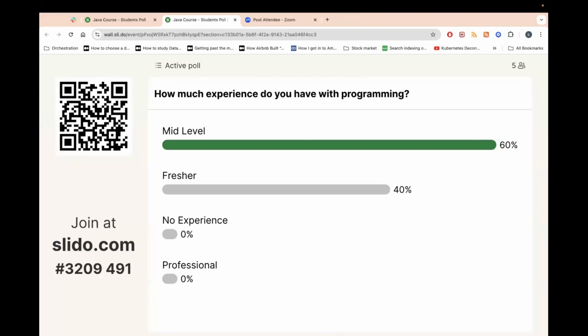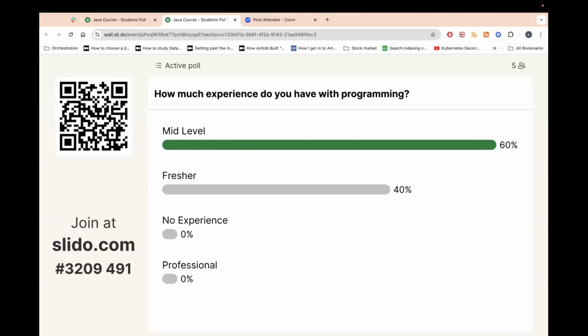Mostly it's mid-level and fresher. Is anyone still attempting to participate? Some people have joined now, it seems. You can try to scan this QR code, so that we can get to know your previous experience, just for reference. Or you can go to slido.com and enter this code 3209491.